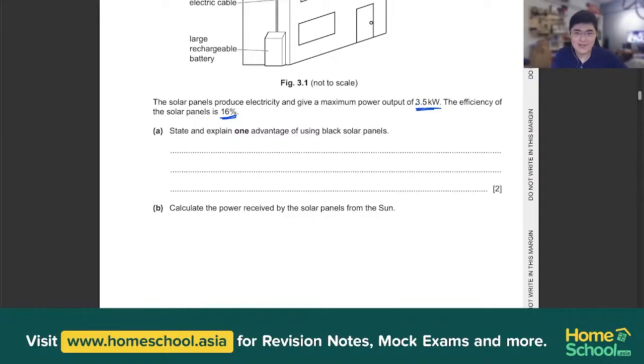So let's write that down. Actually, you know what? Let me just type it down. It's a bit easier and it's nicer to write. Right, so let's just type it down.